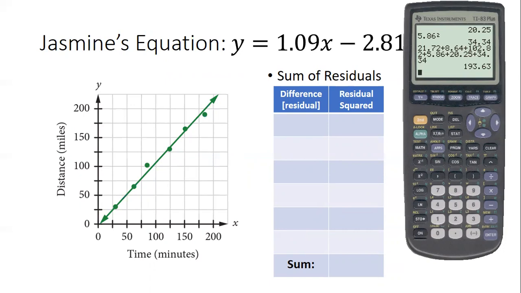So you're finding the squared sum, and then you're going to determine who is the most correct: Jasmine, Brandy, or Stella.